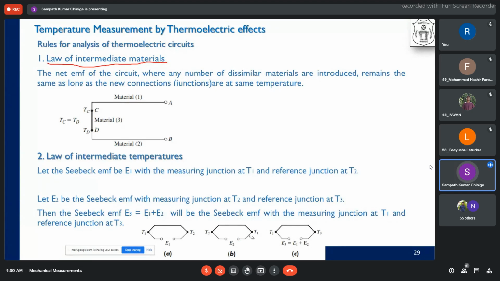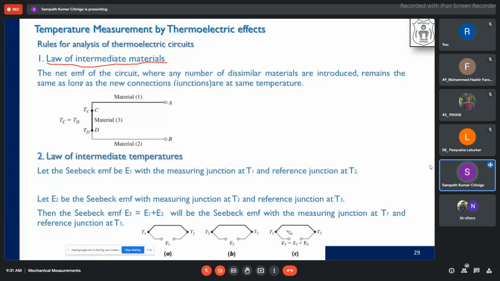So this is basically your law of intermediate temperatures. There are two different temperatures, T1 and T2, and then T2 and T3. Now, if you are directly maintaining the junctions at T1 and T3, which is not in between T2, the EMF produced should be equivalent to the EMF produced with T1 and T2 plus T2 and T3, and that is what it means.